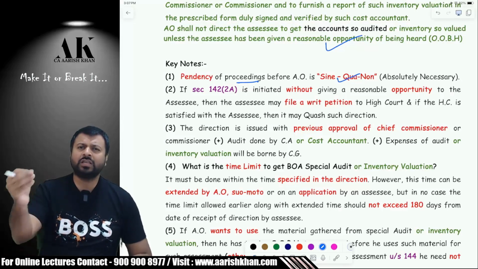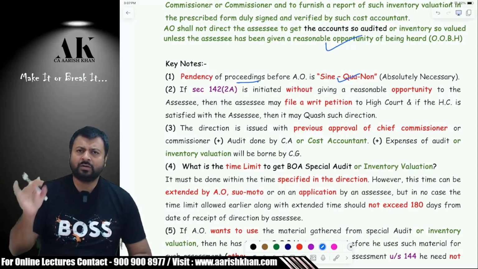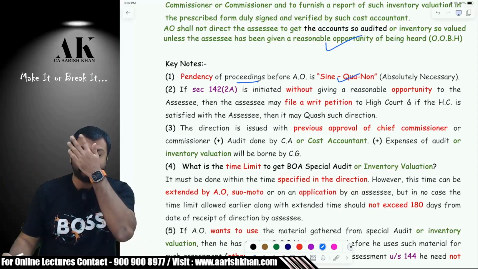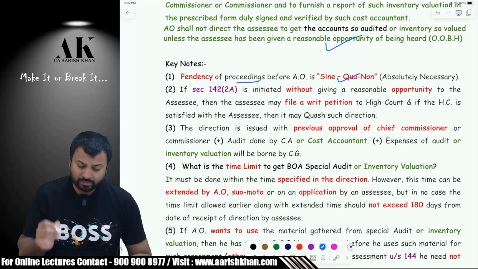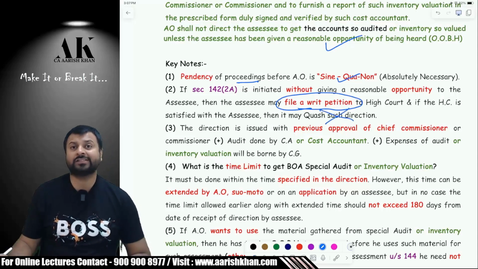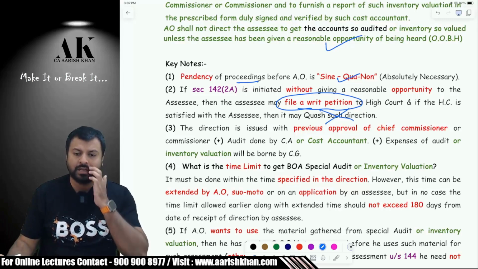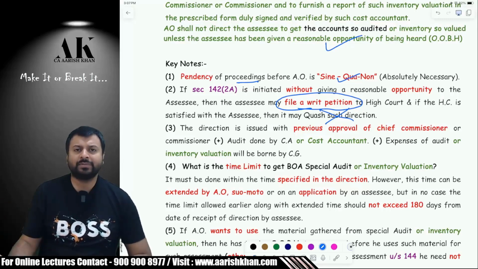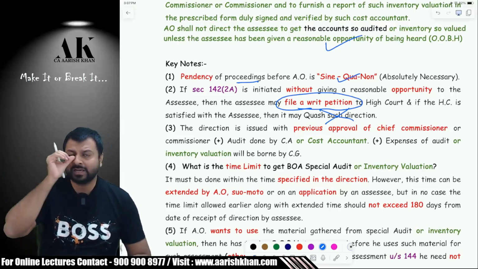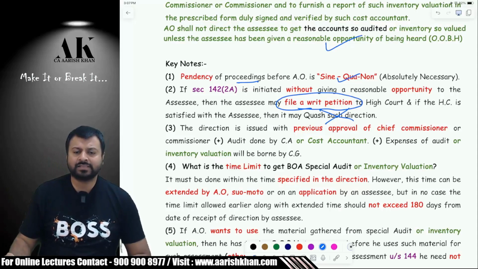Sir, what if I don't give? I am an officer. I don't give an opportunity of being heard to the assessee. Then what is the remedy available to the assessee? The remedy available to the assessee is he needs to go to the High Court and file a writ petition, and the High Court may quash such directions. High Court may quash the directions given by the assessing officer. But there is no remedy under the income tax law. The assessee has to go to the High Court and apply for the writ petition, which is the fundamental right of every assessee in this country.